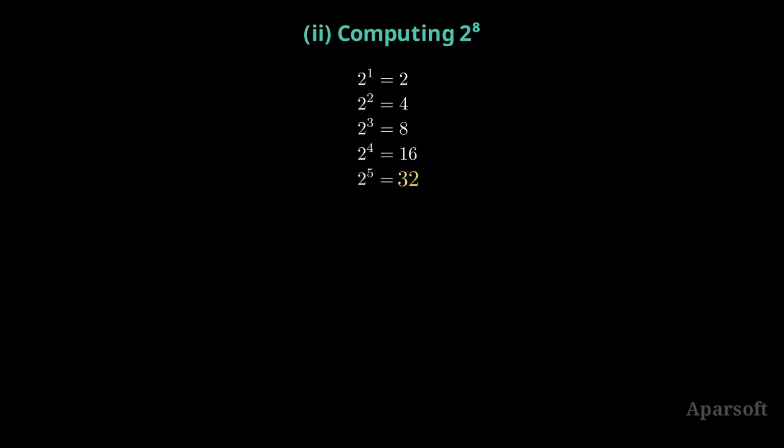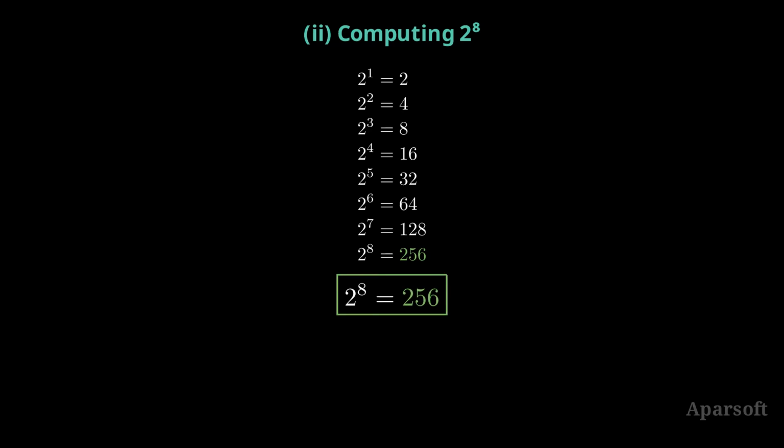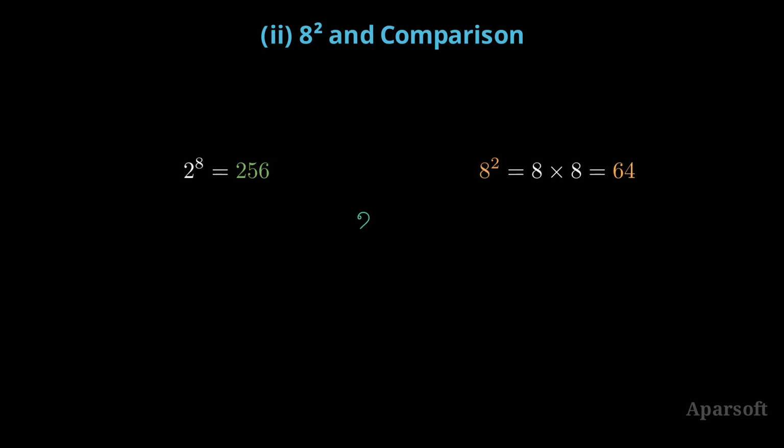2 to the 5th is 32. 2 to the 6th is 64. 2 to the 7th is 128. And 2 to the 8th is 256. So 2 to the 8th equals 256. Now 8 squared, that is just 8 times 8, which is 64. 256 versus 64, no contest. 2 to the 8th power wins by a huge margin.